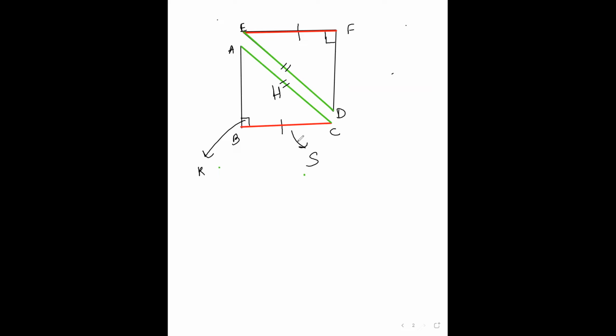Yeah. Can you show an example with like numbers? Okay, example of RHS? Yeah. With like numbers. I got it. Okay.